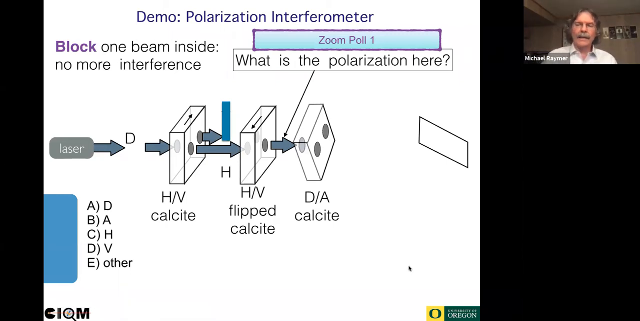Okay, we have six answers, but there's a bit of a spread to these answers. So instead of showing you other people's answers, I just want to make a few hints. This is HB calcite. So the beam coming to the right, the one that we don't block is H. Now this is HB calcite. Now what happens when you put an H polarized light through an HB calcite? You might think because I flipped it here, it makes a big difference, but it actually doesn't. I put H into an HB calcite.